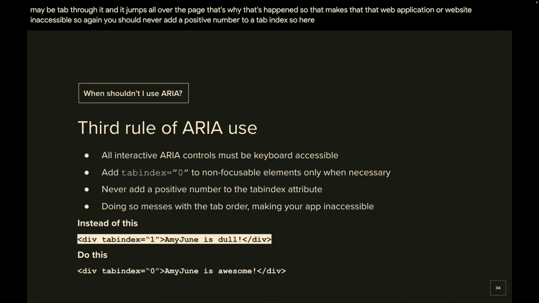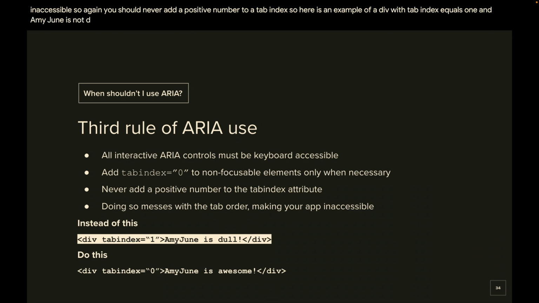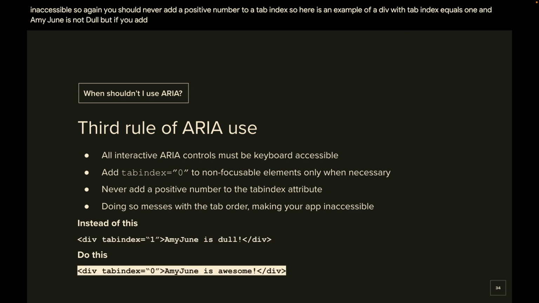So here is an example of a div with tabindex equals 1 and Amy June is not dull. But if you add tabindex equals 0, you can see that Amy June is awesome. That's an inside joke, by the way.